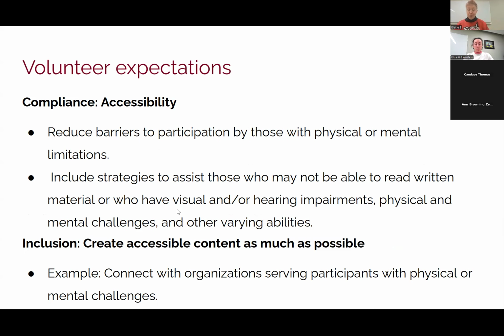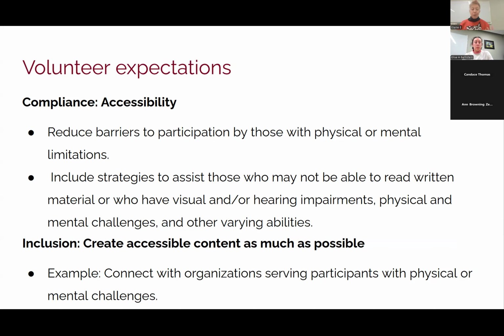For accessibility, we want to reduce barriers for people with physical or mental limitations. So that can have strategies for people who may not be able to read material or may have visual or hearing impairments, varying abilities. We have tried to design our materials to be accessible, but there are lots of different creative things we can do to make these materials more accessible. And so when you are creating content, really being aware of creating that content to be as accessible as possible.